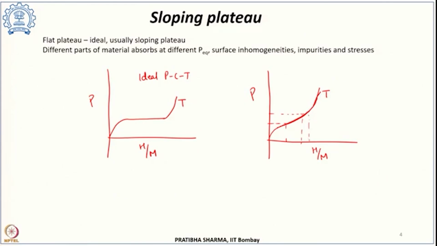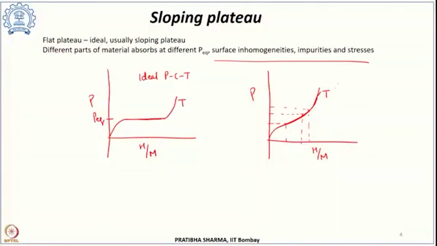Here it also changes. So, instead of getting a particular equilibrium pressure, here different regions of the material have a different equilibrium pressure. Now, the significance of this sloping plateau is that it tells us that different parts of the metal, or the host matrix, absorb at different equilibrium pressures.